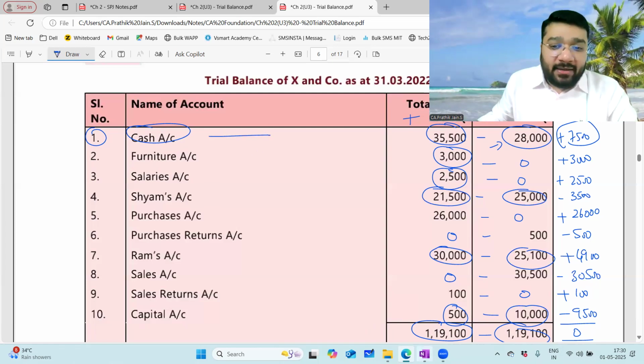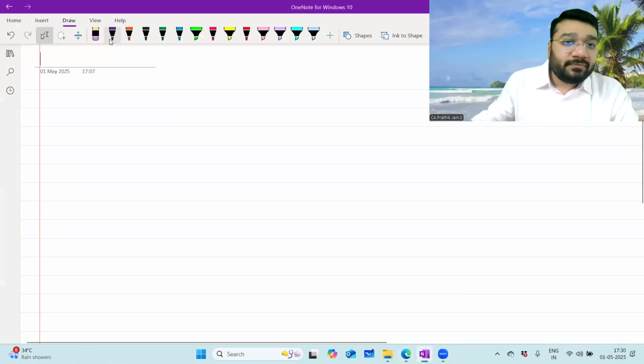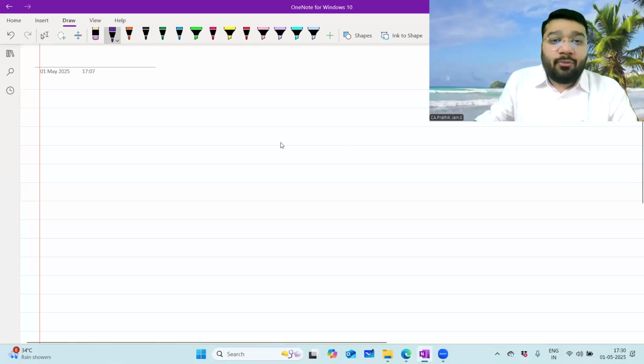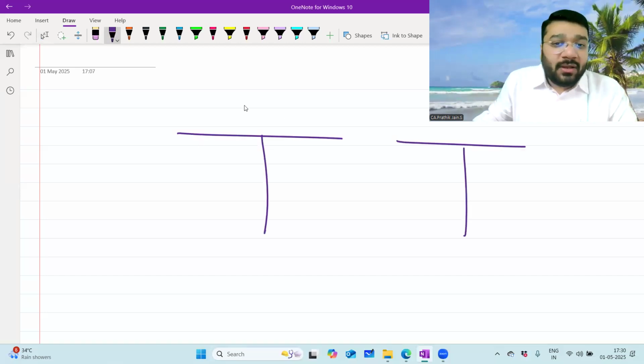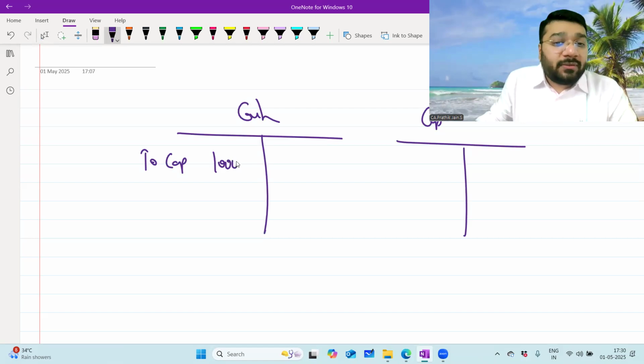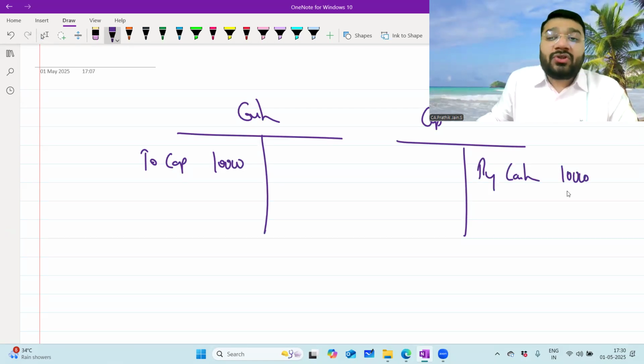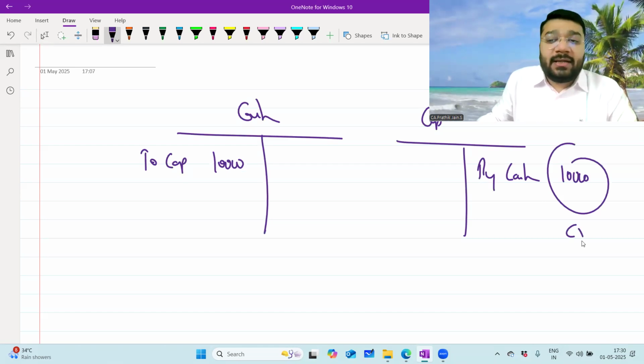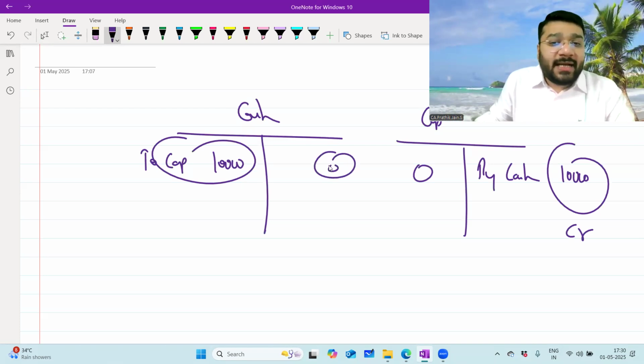let's say cash account. I'll take one example on the board. Cash to capital, let's say 10,000 rupees. I'm opening two accounts, one is cash account, another is capital account. What is the posting in cash account? To capital 10,000, and in capital, by cash 10,000. So in capital, 10,000 on the credit side, 0 on the debit side. For cash, debit side 10,000, credit side 0.